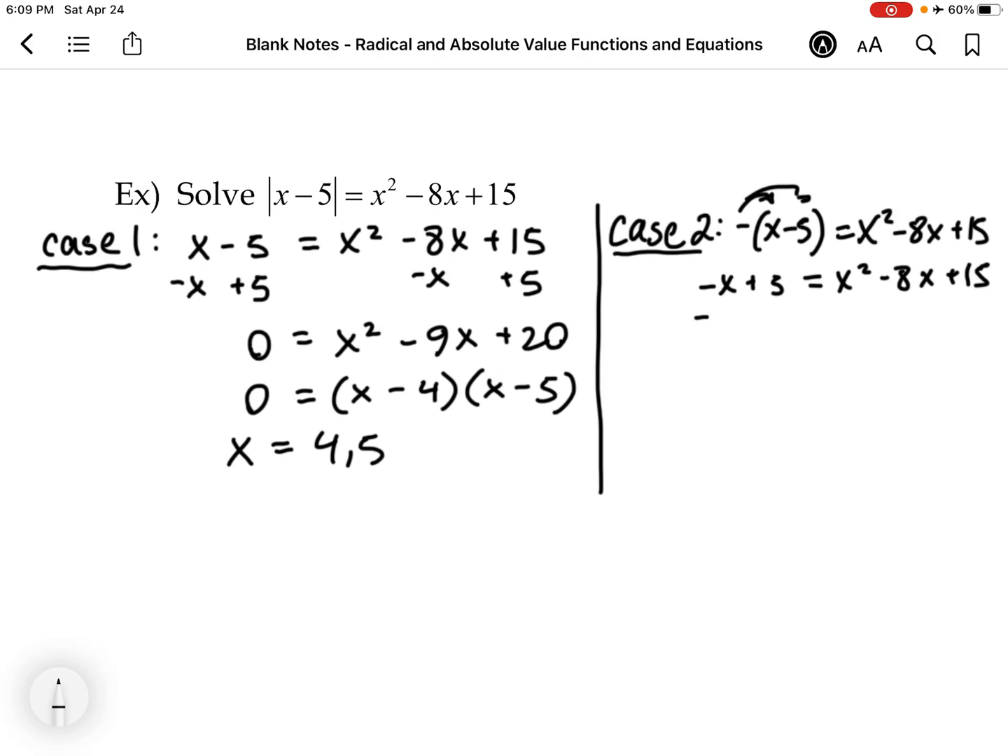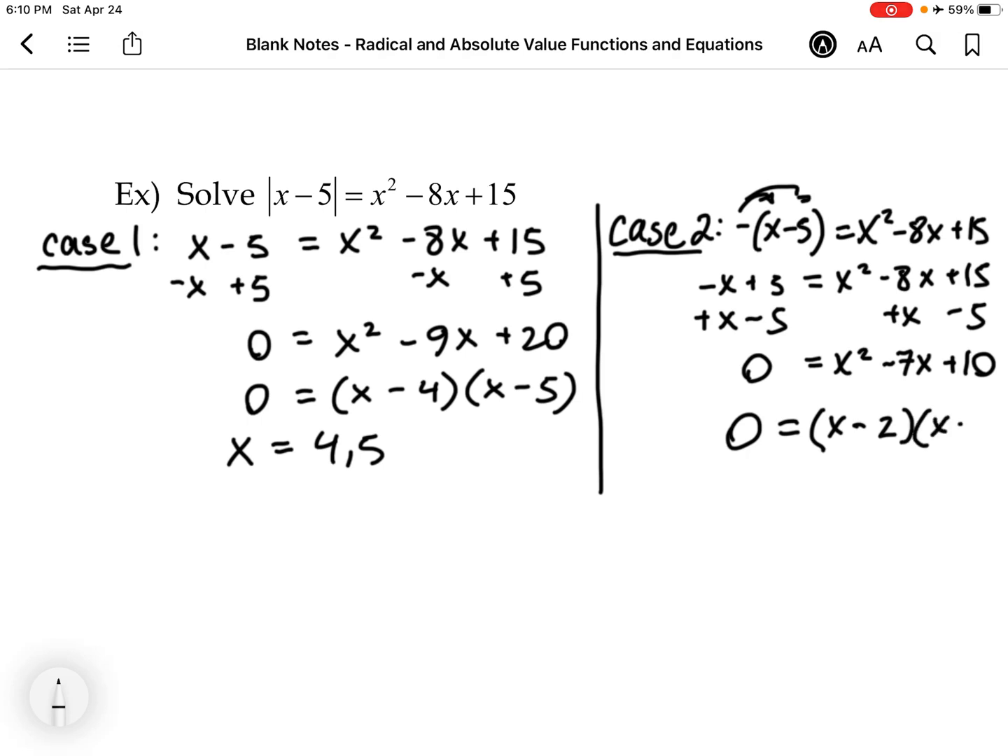And again, I'm going to equate to 0. So I'll add x and subtract 5 this time. And I'm going to end up with 0 equals x squared minus 7x minus 10. And this also factors, which is quite nice because we're looking for two things that multiply to 10 and add to negative 7. And those two numbers are negative 2 and negative 5. Okay, so we get two solutions from here as well. We get x equals 2 and x equals 5.